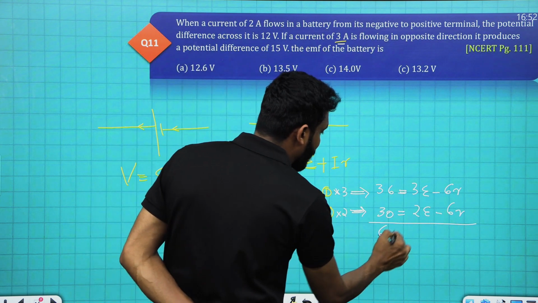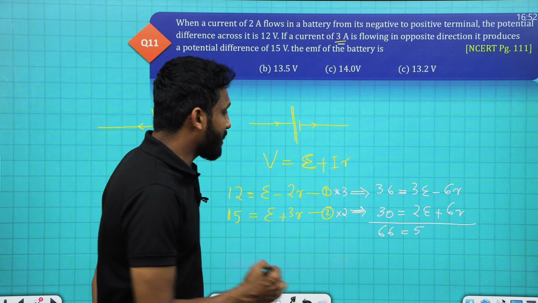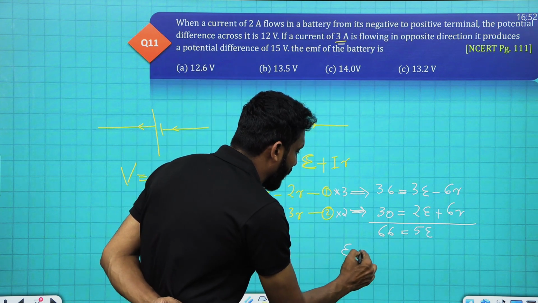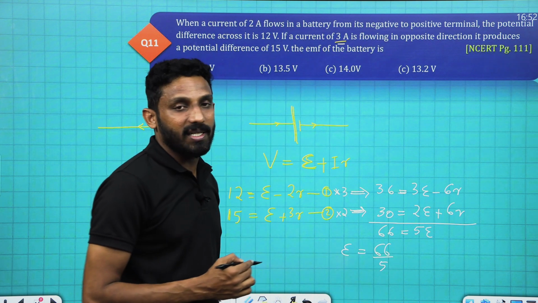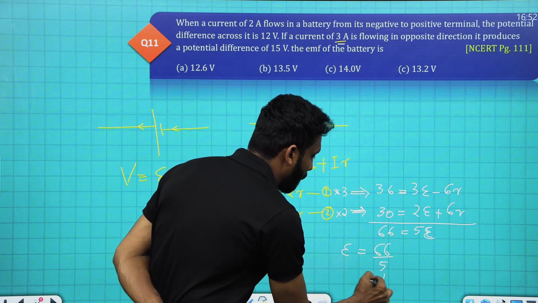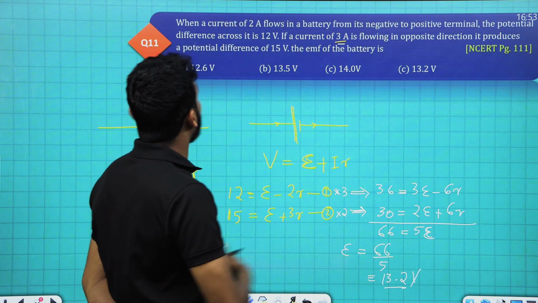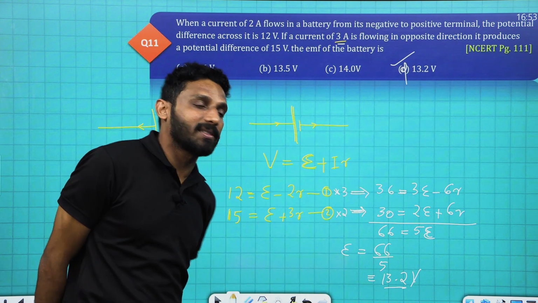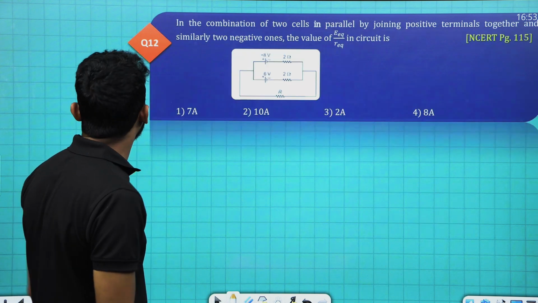We get 66 is equal to 5E. Now the EMF, E is equal to 66 divided by 5. 66 divided by 5 is 13.2. 13.2 volt is the answer, which is option D. Okay. Clear? Yes. Moving to the next question.